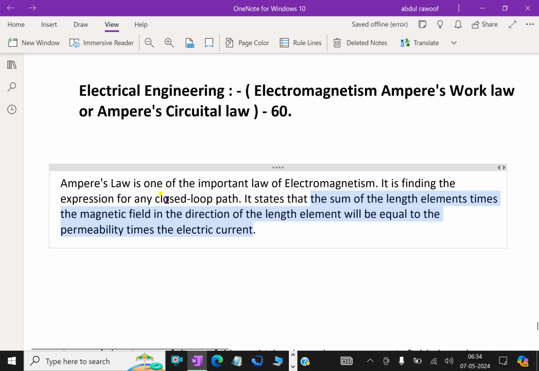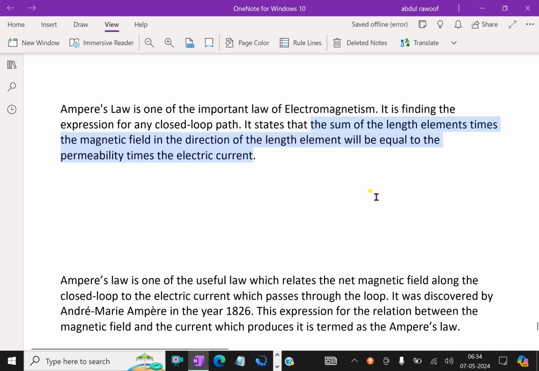In electrical engineering regarding electromagnetism, let us discuss Ampere's work law, or Ampere's circuit law. Ampere's law is one of the important laws of electromagnetism. It gives an expression for any closed loop path.